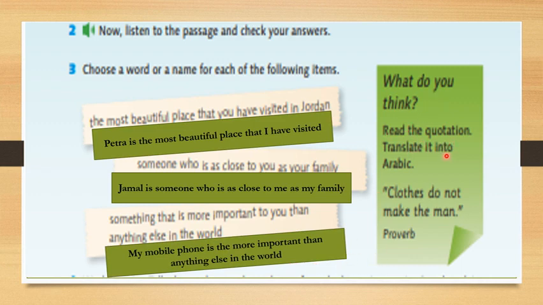Read the quotation, translate it into Arabic. Clothes do not make the man. This is a proverb. مثل. Clothes do not make the man. الملابس لا تصنع رجلا. Clothes do not make the man. This is a proverb. مثل. It is an English proverb.